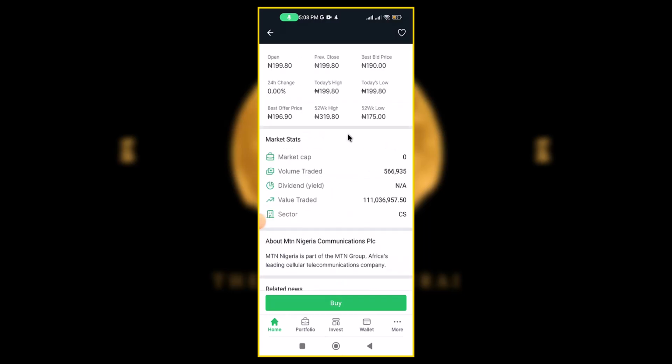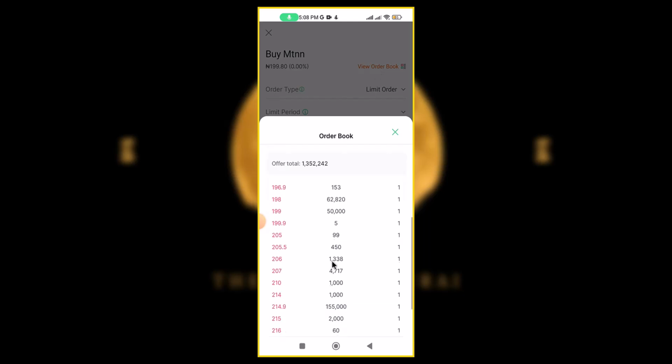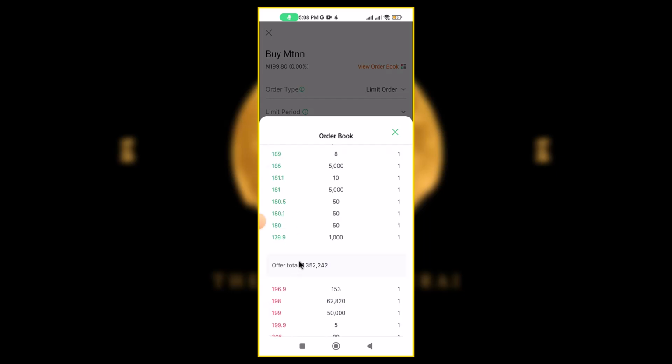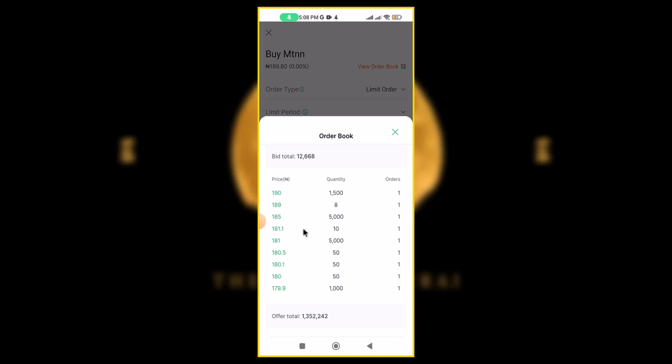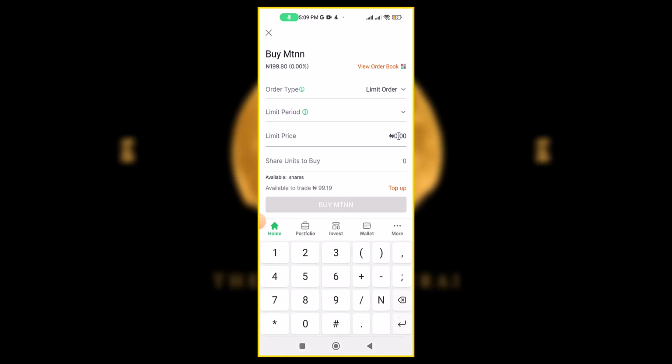So if you wanted to buy the MTN, you can come here, click on buy, and you can buy using the order book. You can buy by looking at the order book to just see what's going on. Here you can see the sell orders and then the buy orders. So the sell orders are in red, the buy are in green, just like you have it with cryptocurrency and trading in general. So let's say we want to buy this, we can just come here and put how many shares we want to buy.